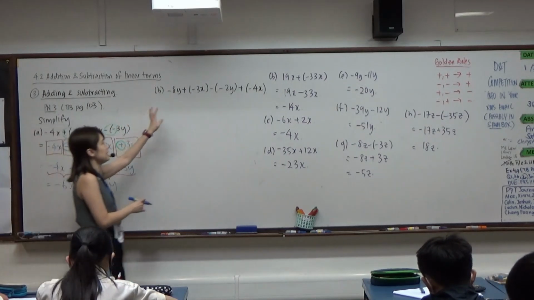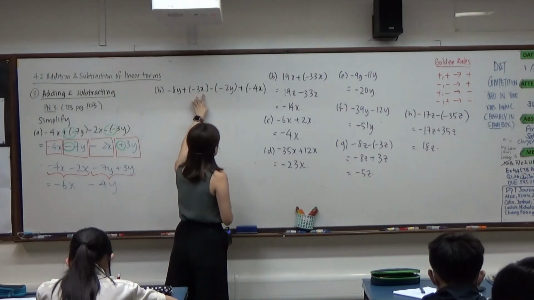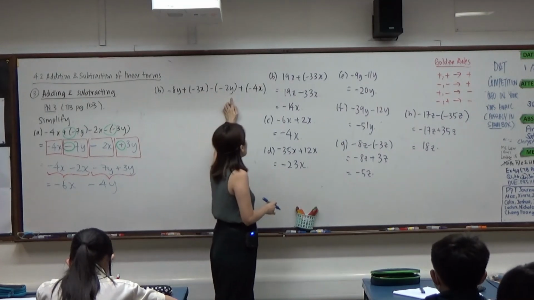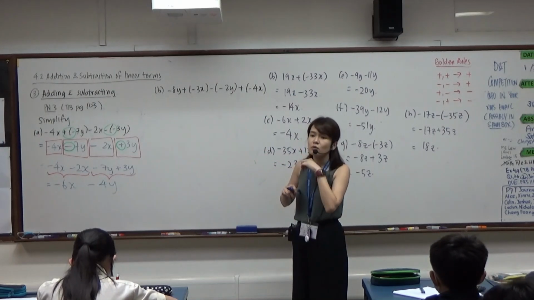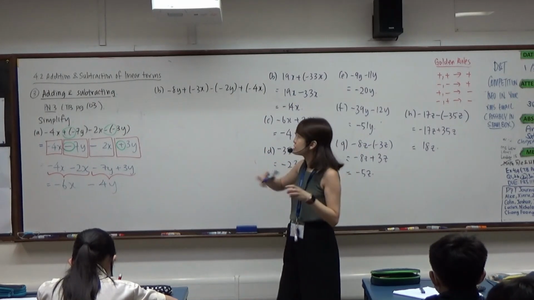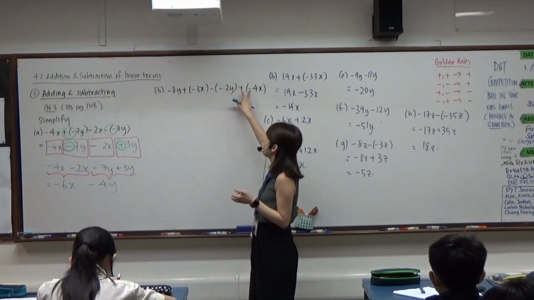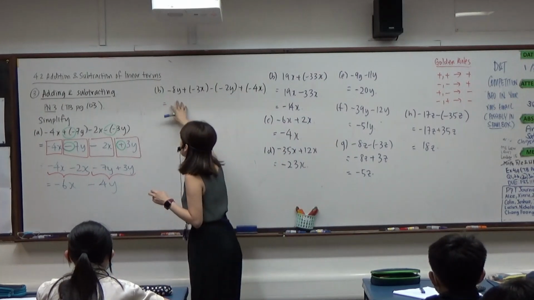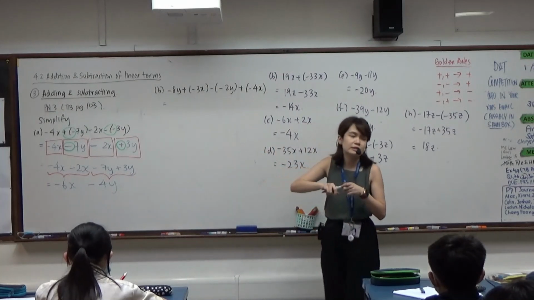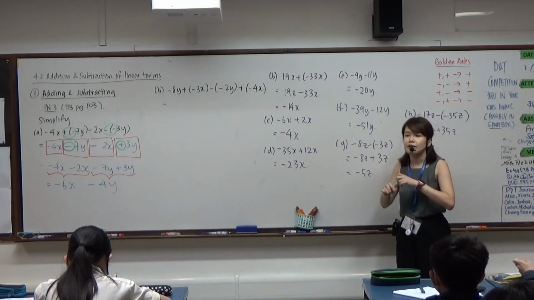We have negative 8y plus negative 3x minus negative 2y plus negative 4x. Okay. So we apply our golden rules first. Simplify all these operations that are side by side to each other. Okay. So in our very first step, what do you think I should write? Kyra, what do you think?